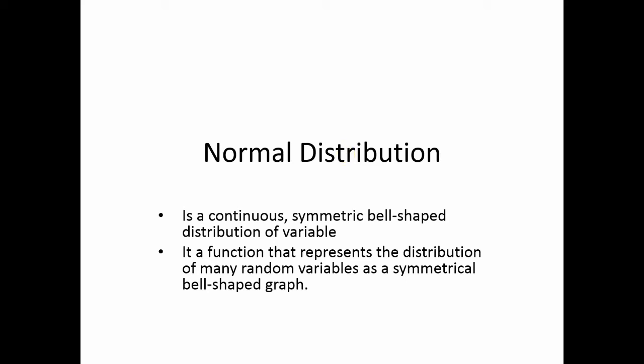We're going to discuss today normal distribution. By definition, it is a continuous, symmetric bell-shaped distribution of variable. It is a function that represents the distribution of many random variables as a symmetrical bell-shaped graph.